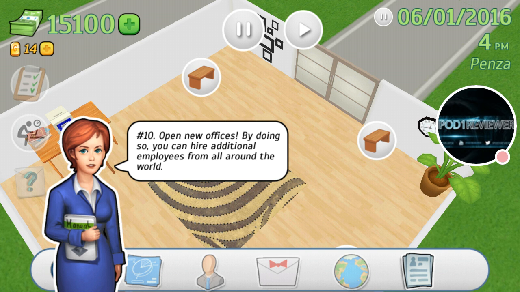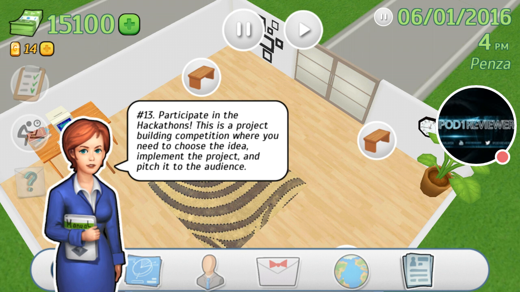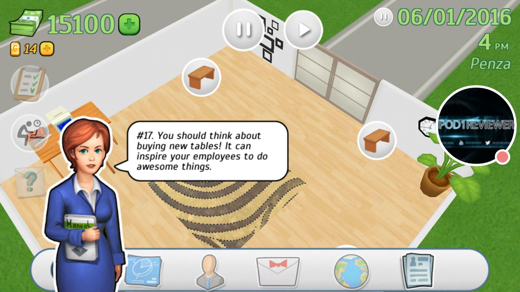Open new offices. By doing so, you can hire additional employees from all around the world. Sweet. Follow the business plan. This can allow you to get the top spot in app stores, which means more money. Okay. Follow the recommendations in the task section. This will allow you to meet new characters in the game. Okay. How many are there? Participate in hackathons. Okay, can't do that yet. No more hackathons.